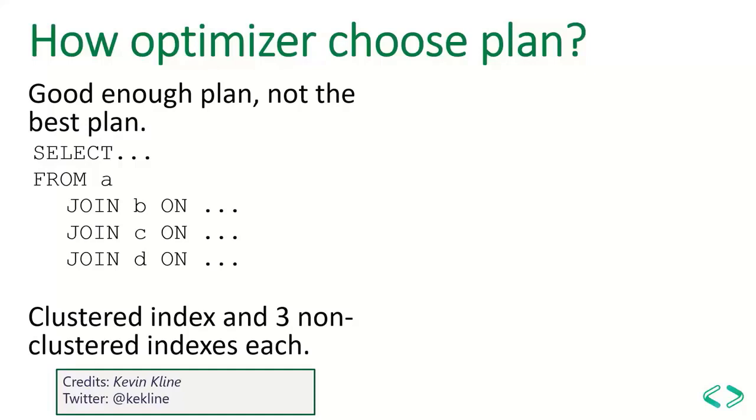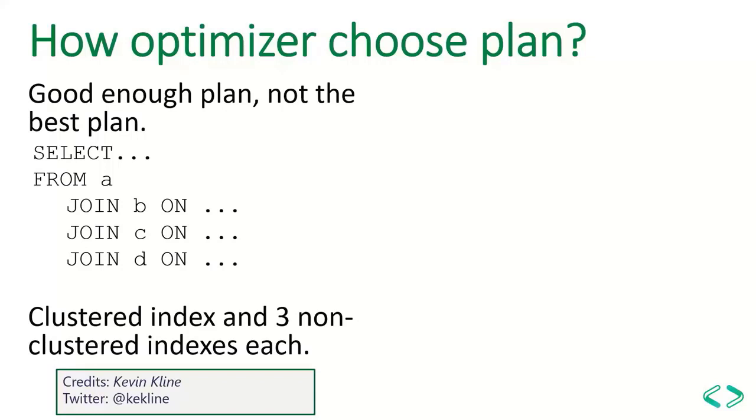Now let's see how the SQL optimizer chooses the plan. As you know, the SQL optimizer is a cost-based optimizer, and it always wants to choose the good enough plan instead of the best plan. Now, what is the difference? The time as well as the cost is the difference. For example, if the optimizer wanted to choose the best plan instead of the good enough plan, what would it have to do, right? Let's see with an example.